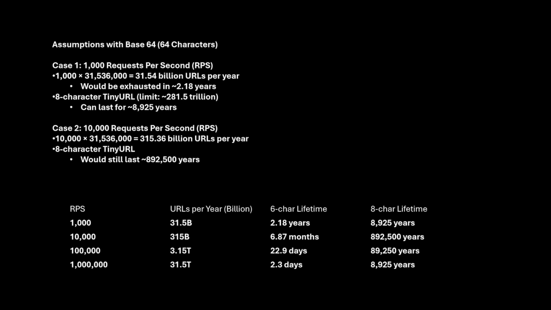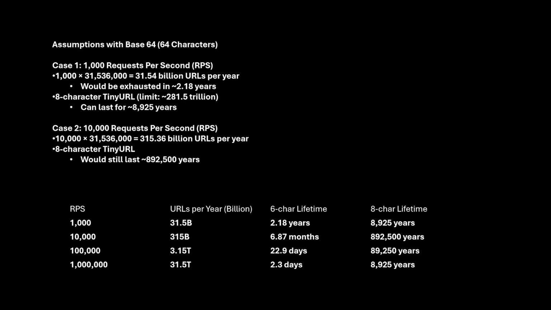Okay, let's discuss if we send 1000 requests per second, then a total of 31.54 billion requests will be received per year. And the 2.18 years written there is for a 6 character tiny URL, so we can ignore it and take a reference from the table at the bottom that we have created. So let's talk about the 8 character tiny URL. The limit is 81.5 trillion different combinations, so that will last for 892 years if we are getting 1000 requests per second.